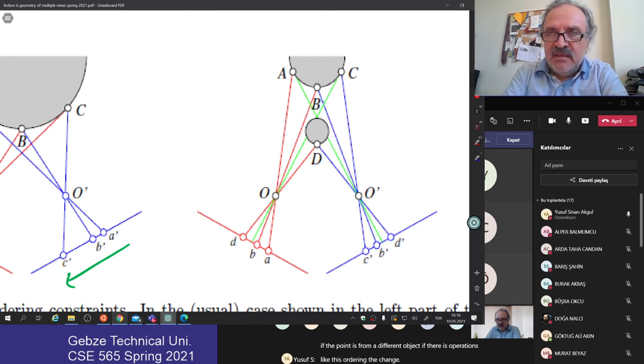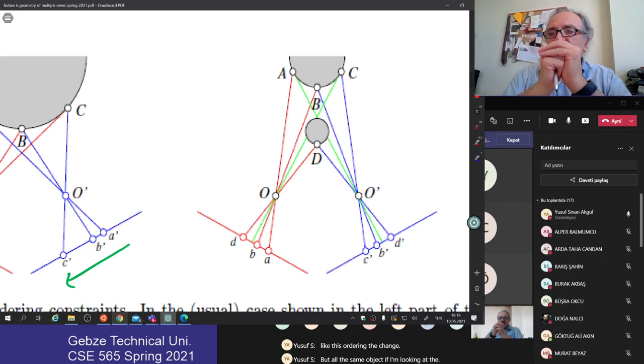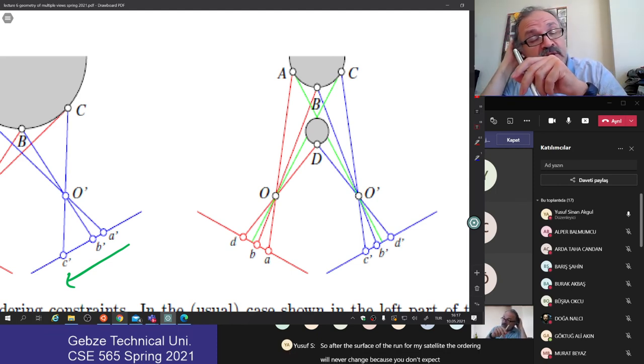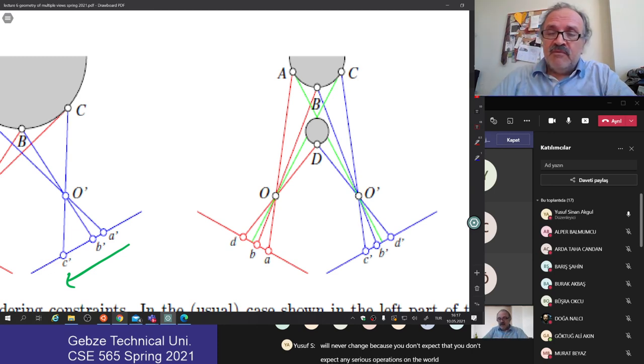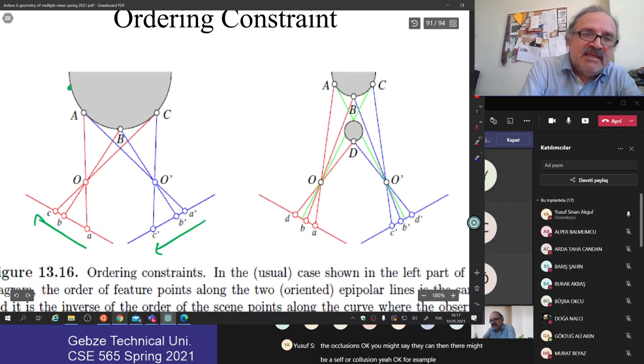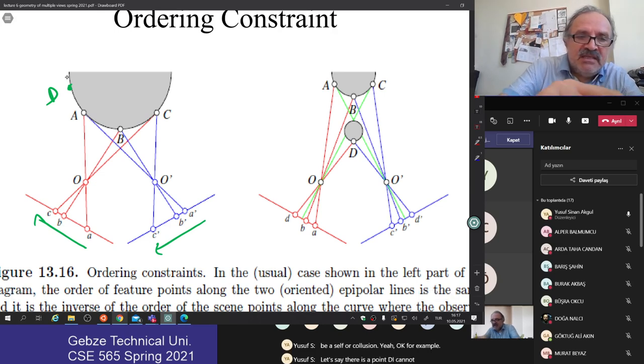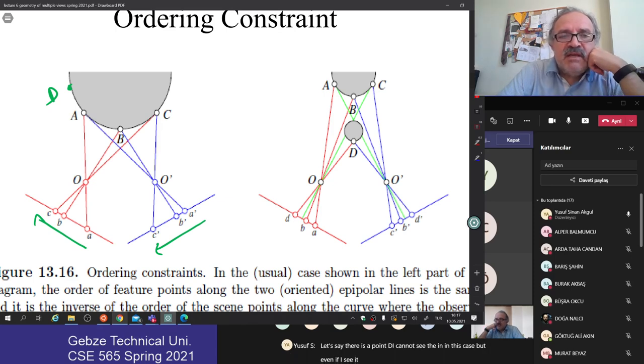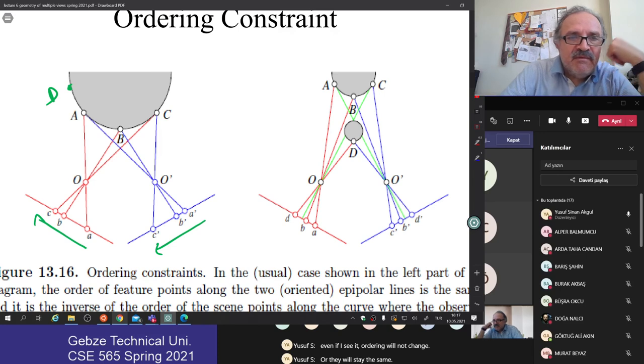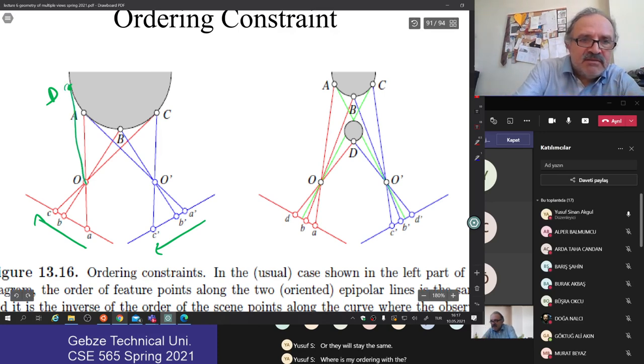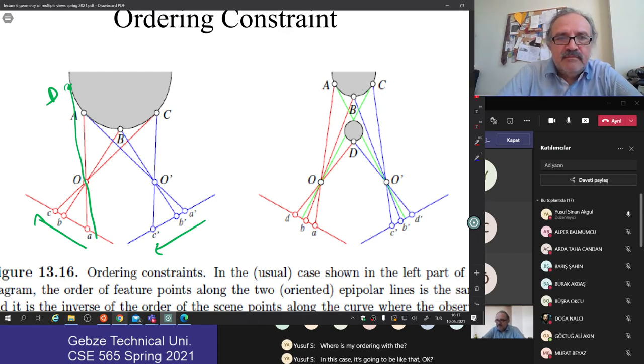But on the same object, if I'm looking at the surface of the world from a satellite, the ordering will never change because you don't expect any serious occlusions on the world, okay? Far away objects, ordering will not change because you don't expect the occlusions. You might say that there might be a self-occlusion, yeah, okay? For example, let's say there is a point D. I cannot see D in this case, but even if I see it, ordering will not change. Ordering will stay the same. Where is my ordering with D? In this case, it's going to be like that, okay? So on the same object, ordering will not change, and I know that.